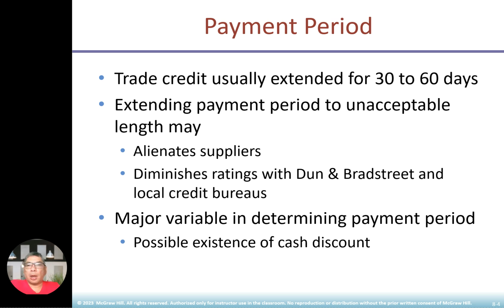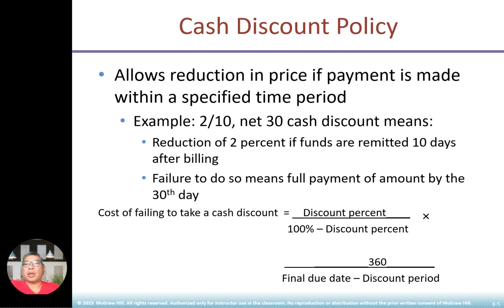The major variable in the payment period is the possible extent of the cash discount. In terms of a cash discount policy, a reduction in price is allowed if payment is made within a specific time period. For example, 2/10 net 30 cash discount means a reduction of 2% if funds are remitted within 10 days after billing. Failure to do so means full payment by the 30th day.